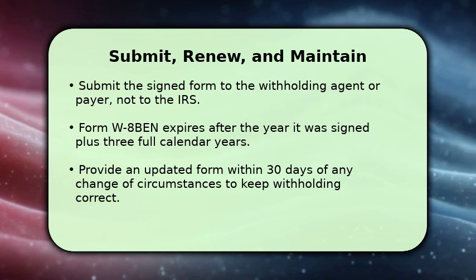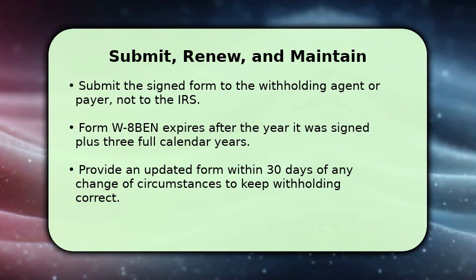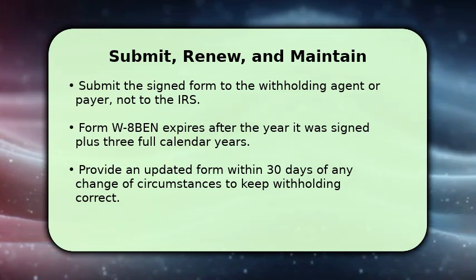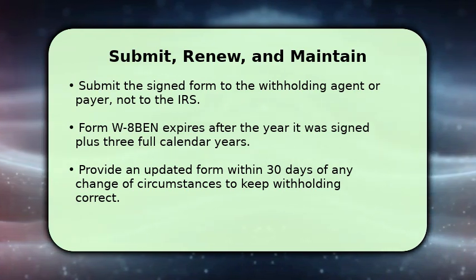Provide an updated form within 30 days of any change of circumstances, for example, a new citizenship, address, or tax identifying number, and retain copies of your submitted forms and correspondence for at least 6 years.